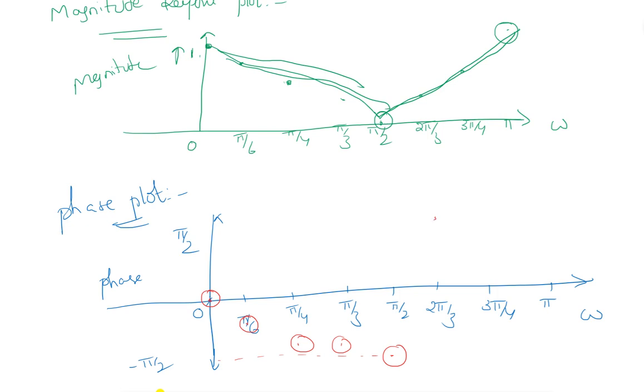And for 3 pi by 4, its value is equal to pi by 4. And for pi, its value is equal to 0. So by connecting all the samples, this is the phase response of the given function. Like this way, we need to find the frequency response, the magnitude response, and the phase response. Okay, thank you.